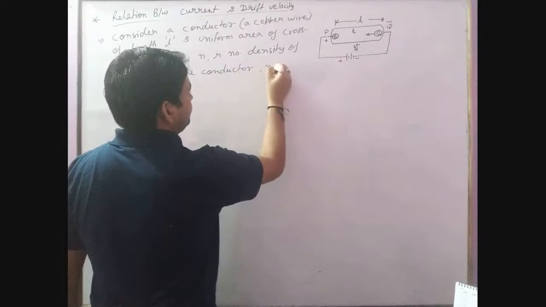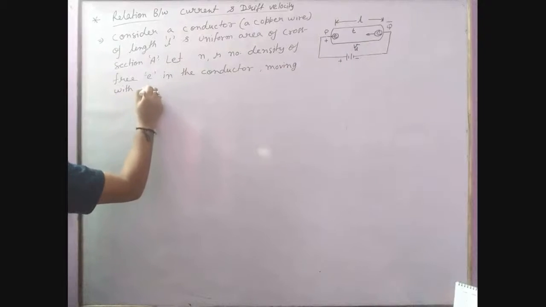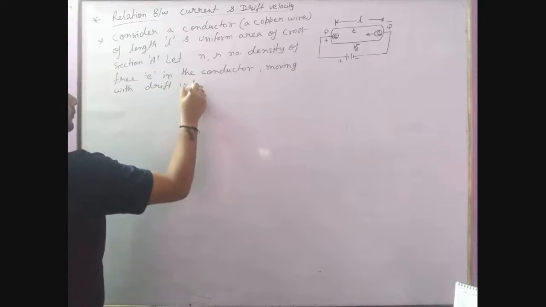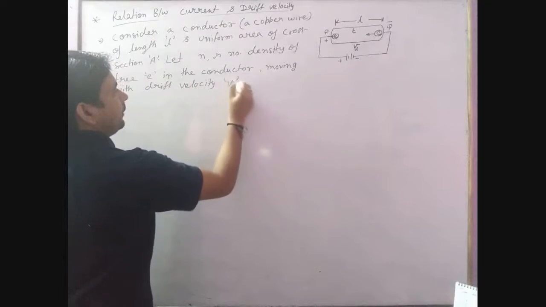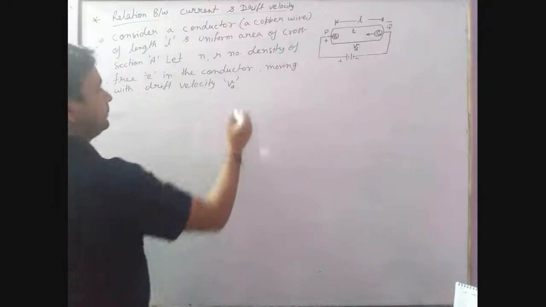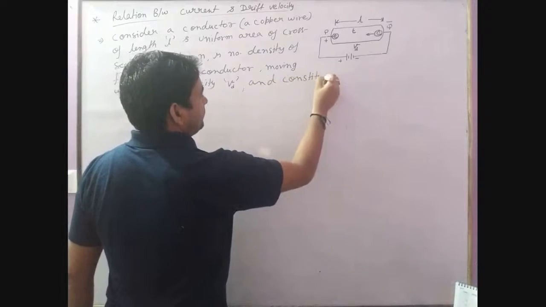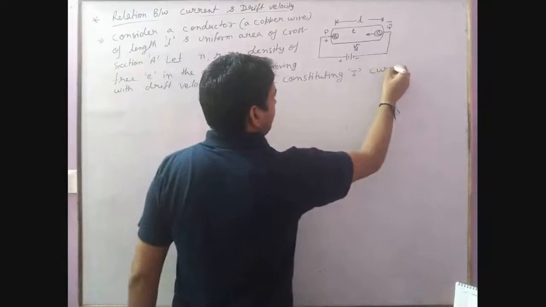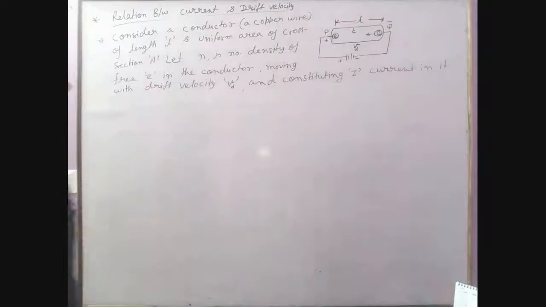The electrons are moving with drift velocity Vd and constituting current I in it.